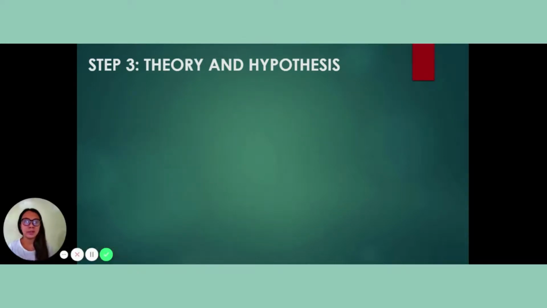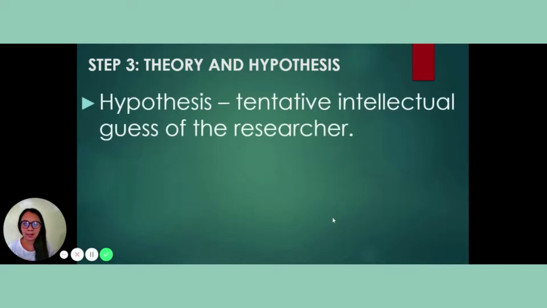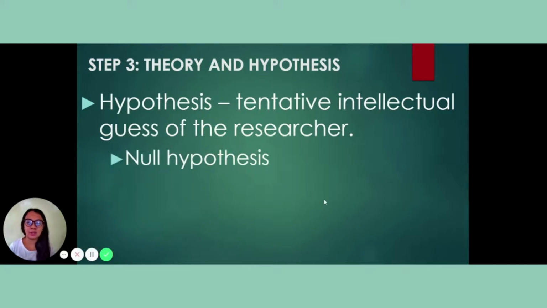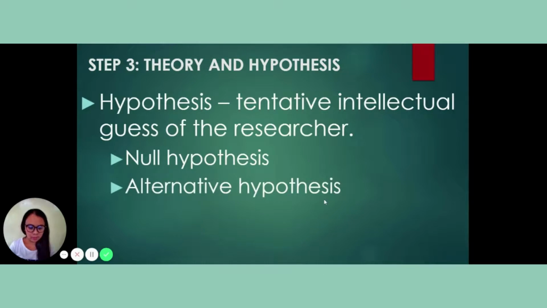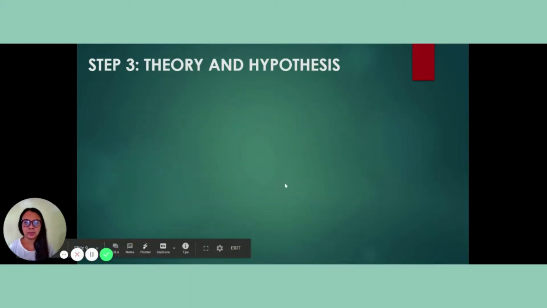A hypothesis, on the other hand, is usually defined as the tentative intellectual guess of the researcher. So, this is the claim of the researcher. It serves as a guide for the researcher since a hypothesis must be proven or disproven. And we have two types of hypotheses. We have the null hypothesis and the alternative hypothesis. The null hypothesis is stated negatively, and the alternative hypothesis is stated positively.